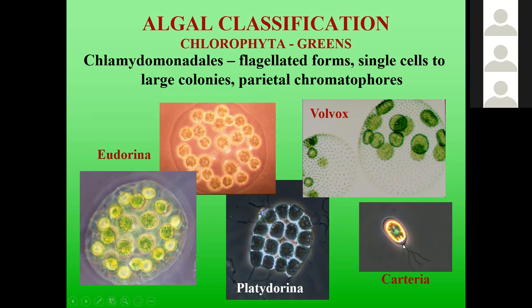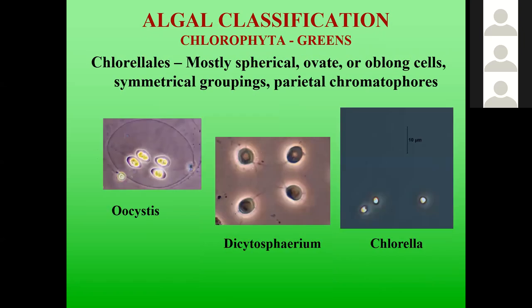These have parietal chromatophores, that is, they're often cup shaped and kind of fill the cell. If you get the right angle, you realize you're looking at a kind of hollow ball when it comes to the chromatophore. All those swim around, they move if they're live. When they die, the flagella may fall off depending on the preservative, which makes this a lot harder.